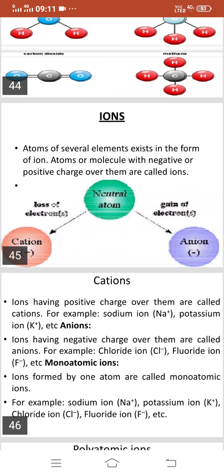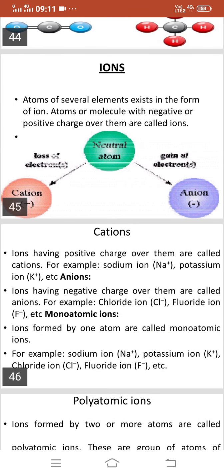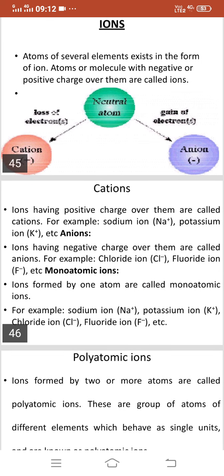Anions. Ions having negative charge over them are called anions. For example, chloride ion Cl-, fluoride ion F-. Monoatomic ions. Ions formed by one atom are called monoatomic ions. For example, sodium ion Na+, potassium ion K+, chloride ion Cl-, fluoride ion F-, etc.